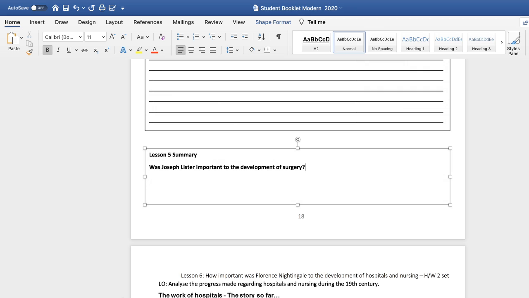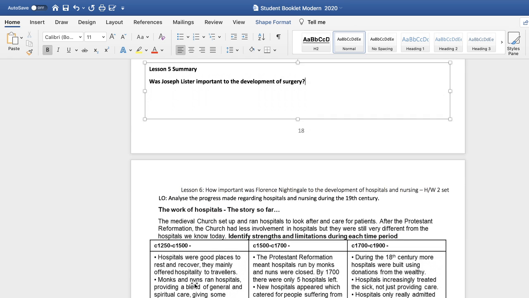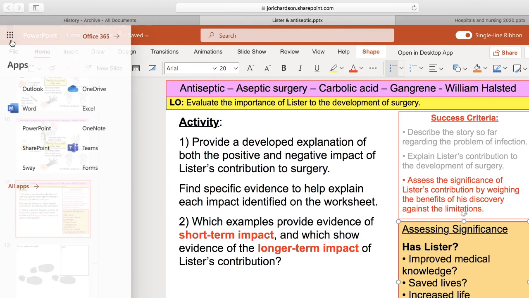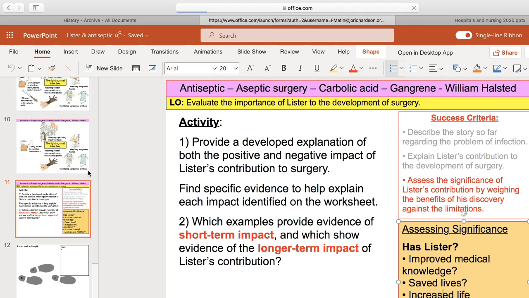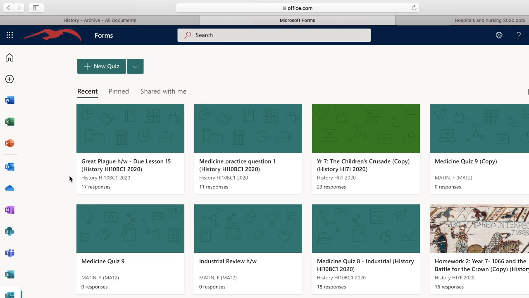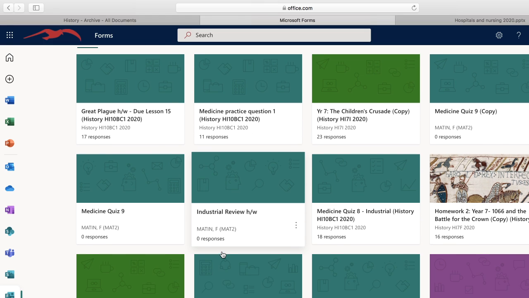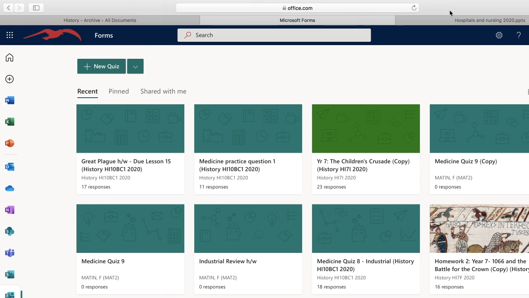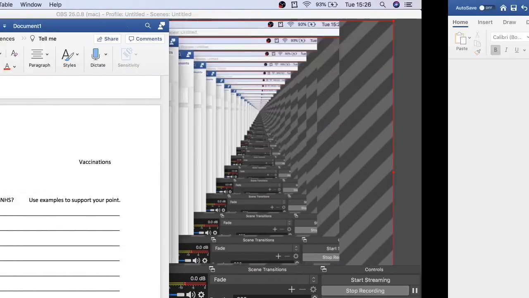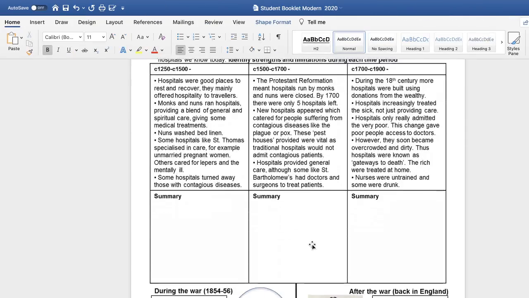And that's lesson 5. We're going to jump straight into lesson 6. Now, for lesson 6, you would have had a homework set for you, which I will find in a second. Okay, you do have a homework set for you. If you haven't, then you can obviously just email your teacher.